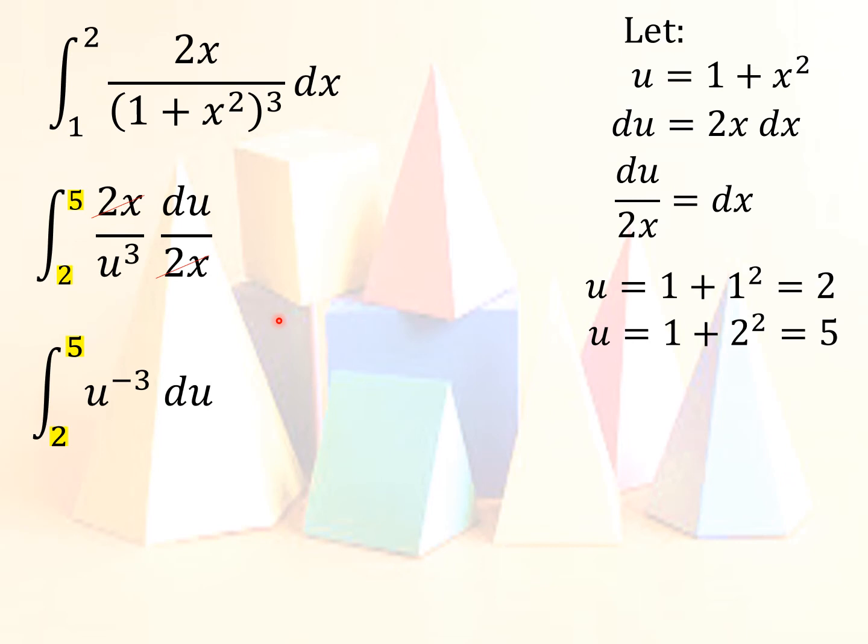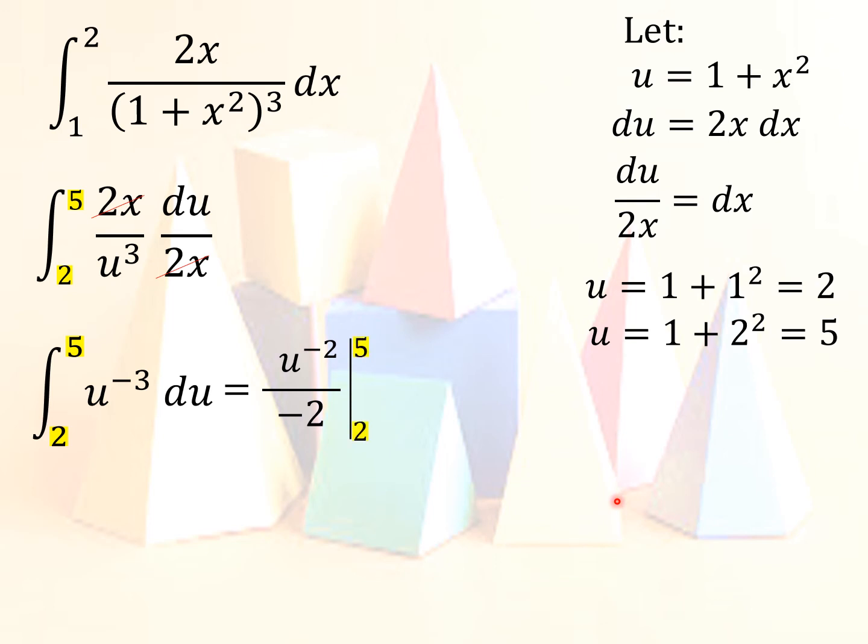So we have the antiderivative of u to the -3. Why -3? Because if we have 1 over u to the third, and then we write u at the top, the exponent will become negative. So we have u to the -3 du. So from here, we can integrate already. So it will become u to the -2 over -2, because -3 plus 1 is -2.